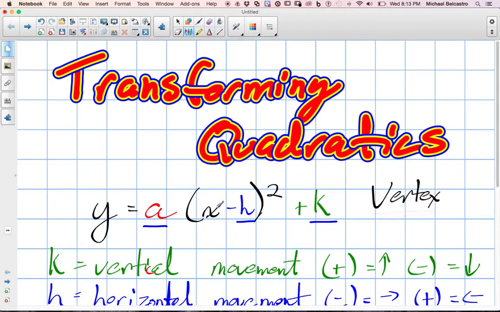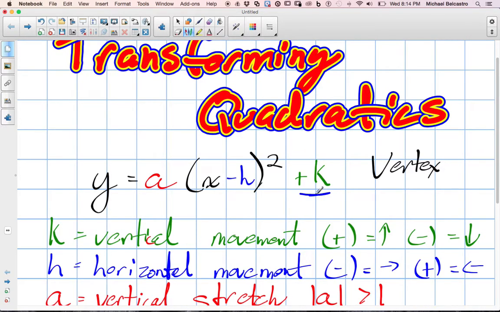We always have y and x. All equations are a relationship between y and x. But we have some other letters, a, h, and k. And they tell us where on a graph to start drawing the quadratic, and then exactly how to draw the quadratic. Okay, so depending what number is in for k, k represents vertical movements.